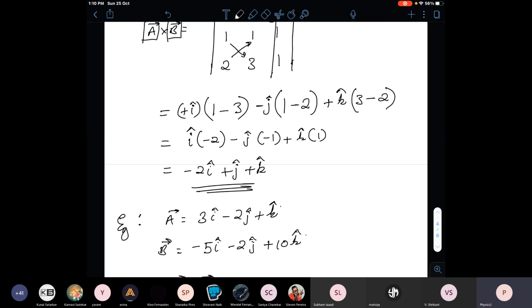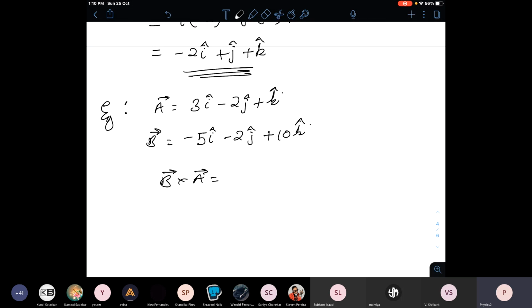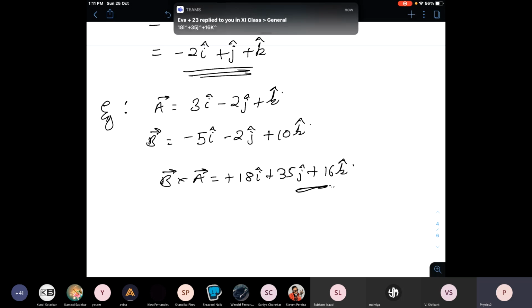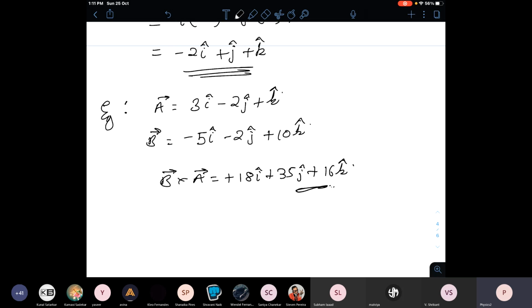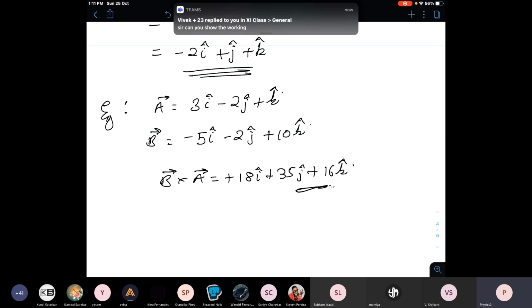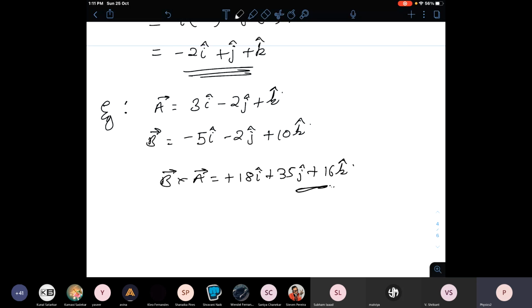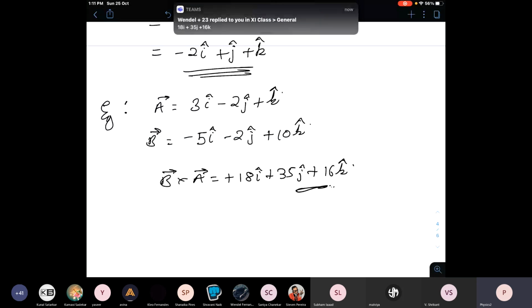I hope everybody is getting this answer only. I am also getting plus 18 i cap plus 35 j cap and plus 16 k cap. This should be the final answer. Initially it will take time. Don't worry about it. You are in the learning stages, so don't worry about what will be the answer. Take your time. Solve it at your own pace. Later on you can increase your speed.